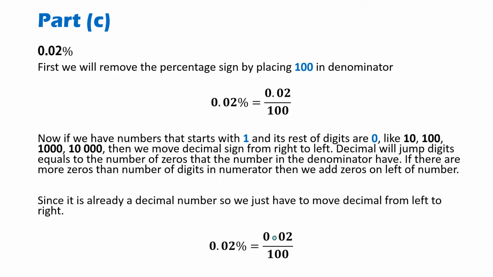Part C. First we will remove the percentage sign by placing 100 in the denominator. Now if we have numbers that start with 1 and the rest of the digits are 0, like 10, 100, 1000, 10,000, then we move the decimal sign from right to left. The decimal will jump digits equal to the number of zeros that the number in the denominator has. If there are more zeros than the number of digits in the numerator, then we add zeros on the left of the number. Since it is already a decimal number, we just have to move the decimal from left to right.